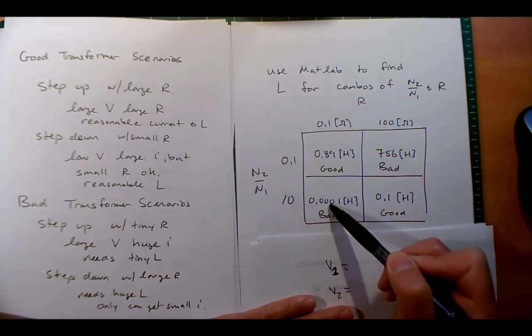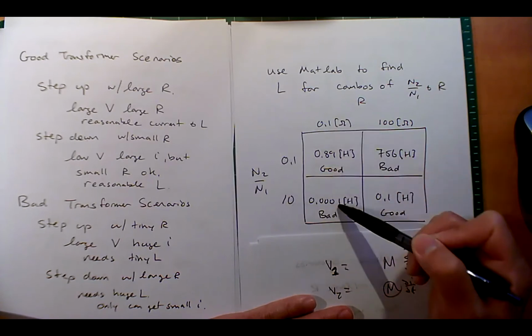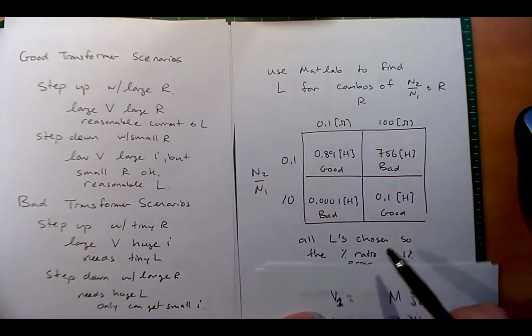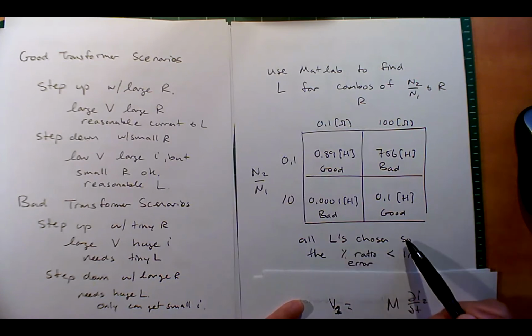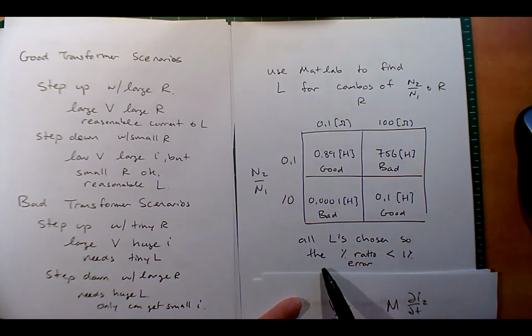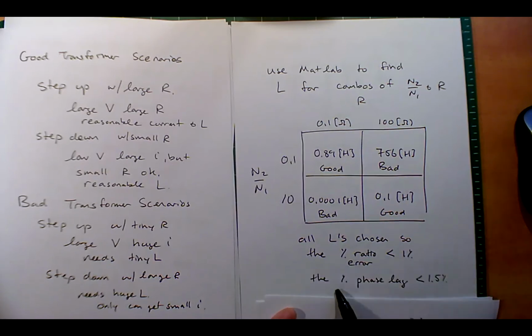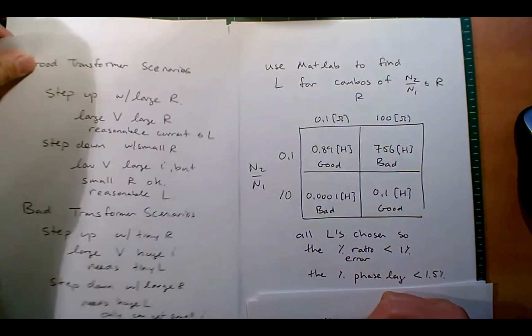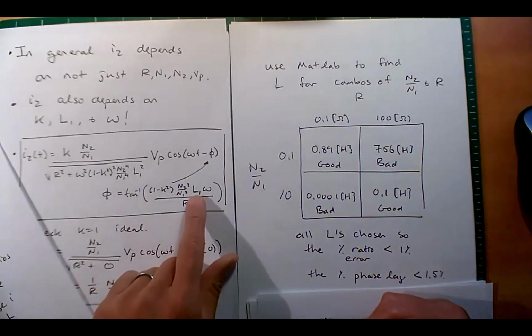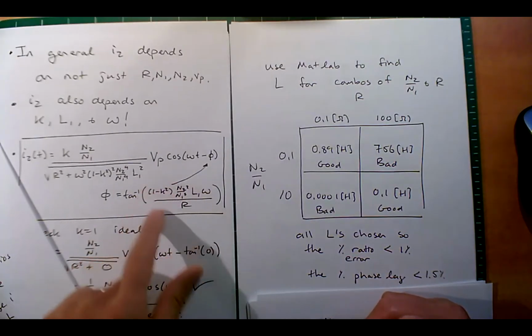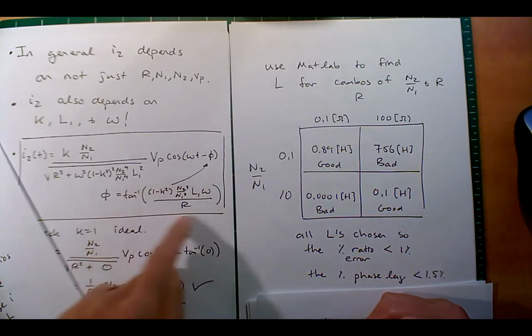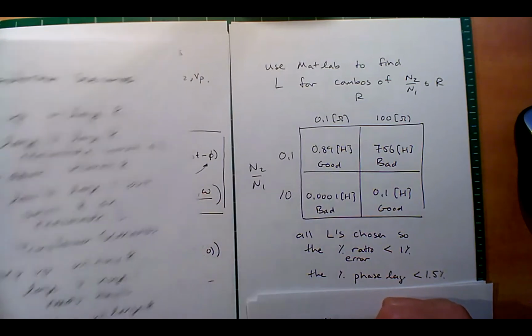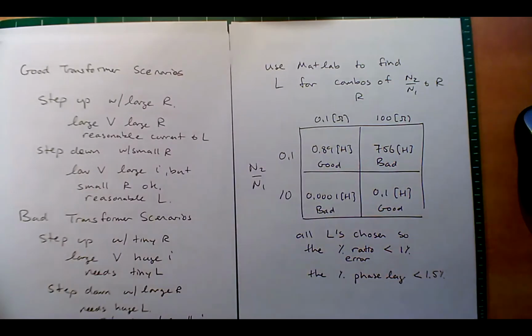This is a step up with a very small resistance, right? And how did I do this? Like I said, I chose L's so that I chose a smaller percent ratio error. And I also chose a small percent phase lag, right? Because we can see that in this equation, we can choose an L such that we get a small phase lag as well. Okay, we want this as close to 0 as well. Okay, all right.